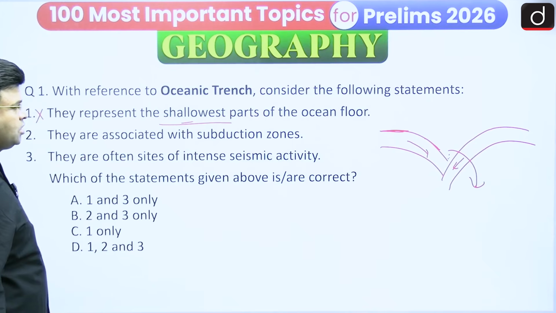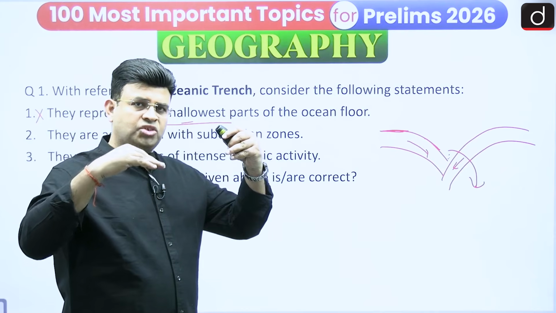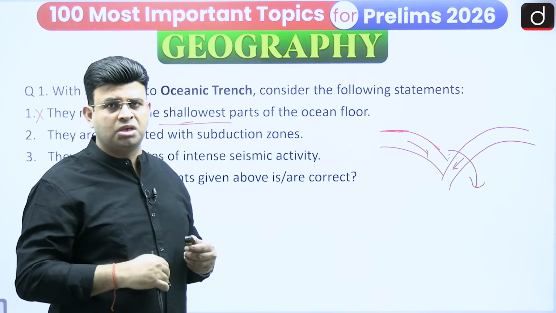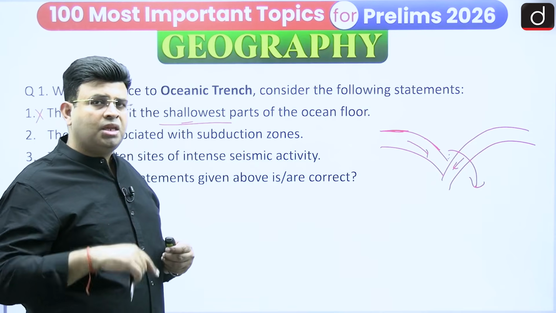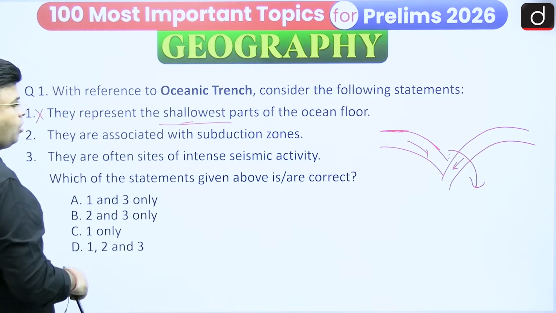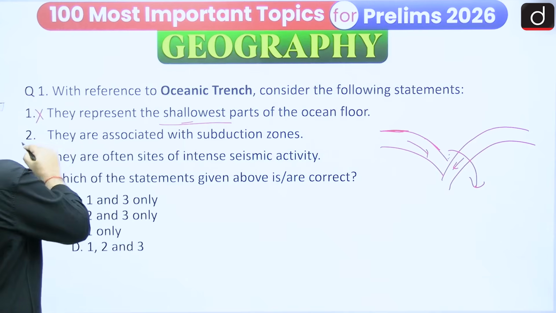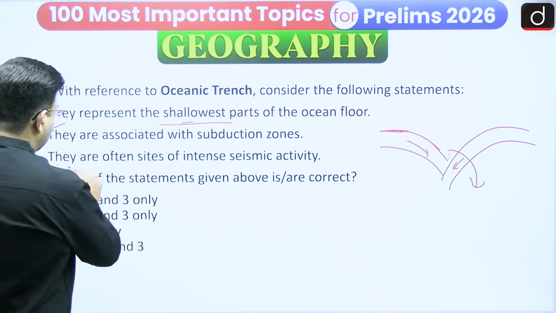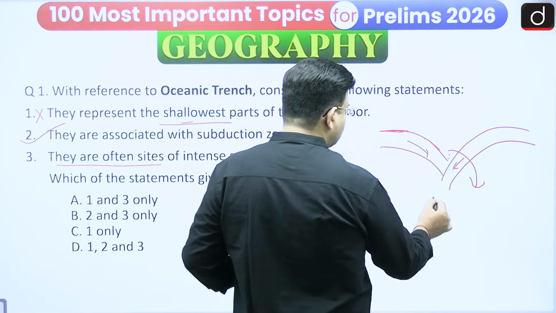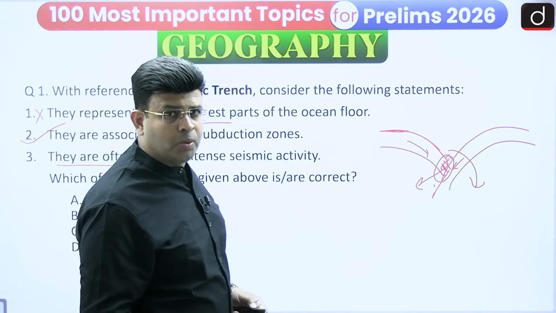They are associated with the subduction zone. Yes, when the denser plate subducts below the less dense plate, as in ocean-continental convergence, subduction takes place, and whenever subduction takes place, oceanic trenches form. So this statement is correct. And they are often sites of intense seismic activity. Yes, when the plates are moving inside, there is a Benioff zone in this region, and it has a high earthquake zone.